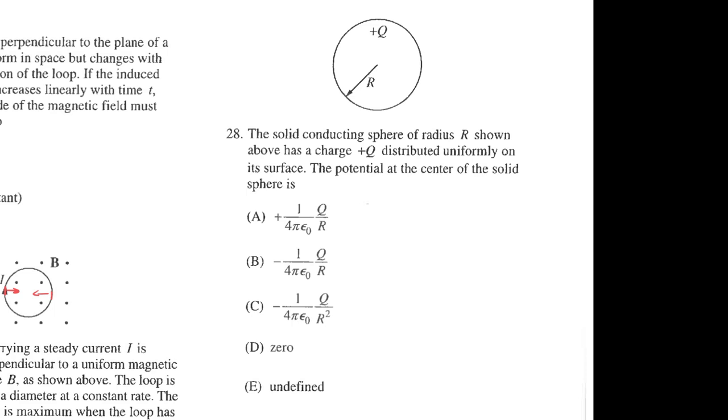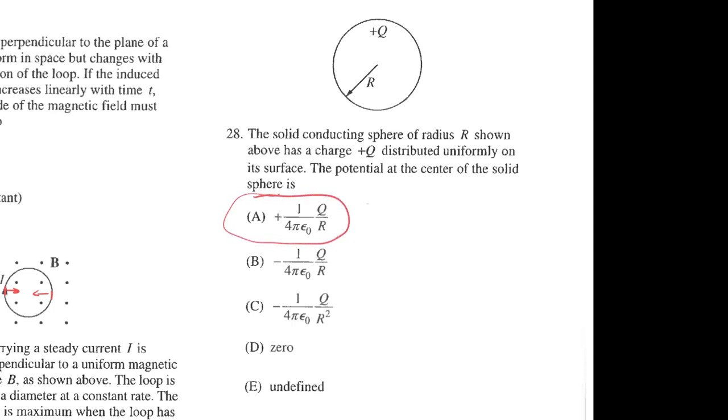The potential at the center of the solid sphere is... it's a solid conducting sphere. All right, so it's going to be whatever the potential is at the surface. So it's positive. So it's got to be A, right? I believe it's A.